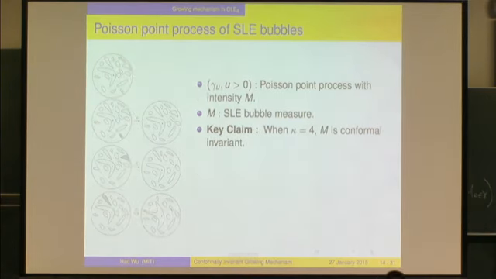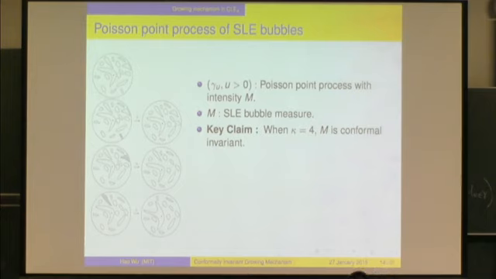And now we start with a collection of loops. We explore a discrete exploration of this collection of loops. We know that as epsilon goes to 0, this discrete exploration will converge to a Poisson point process with intensity big M. This big M is an SLE bubble measure, and we know that when kappa equals 4, this bubble measure is conformally invariant.